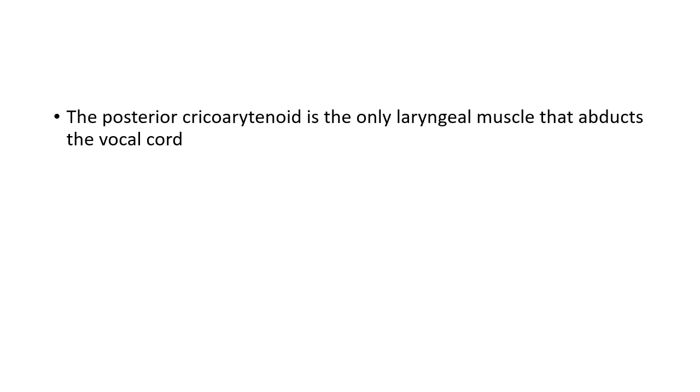The posterior cricoarytenoid is the only laryngeal muscle that keeps the vocal cord abducted and therefore opens the airway. And because this muscle is supplied by the inferior laryngeal artery from the inferior laryngeal nerve from the recurrent laryngeal nerve, injury to the recurrent laryngeal nerve will produce paresis of this muscle, causing an inability to open the airway. That's the posterior cricoarytenoid.